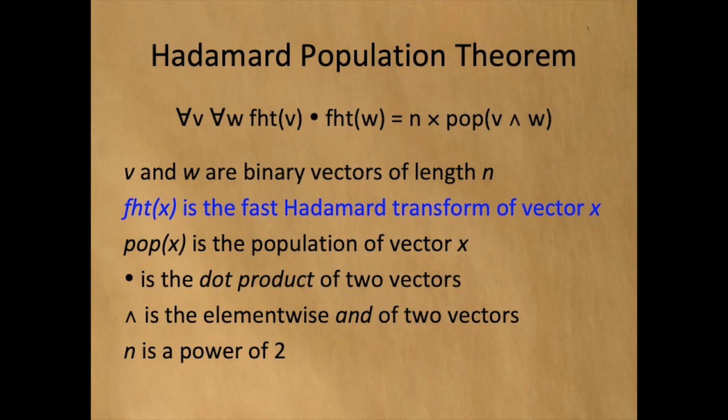Note that we could just say Hadamard transform, because Hadamard transforms and fast Hadamard transforms compute the same thing. However, we use the fast Hadamard transform butterfly as a key part of the algorithm, and so we use the word fast deliberately. Pop of x is the population of vector x. The dot is the dot product of two vectors. And means the element-wise and of two vectors.